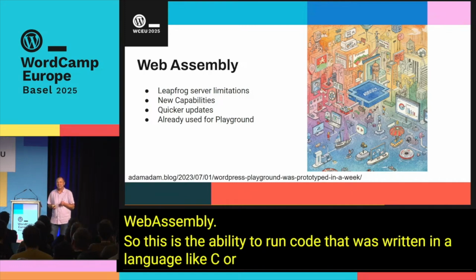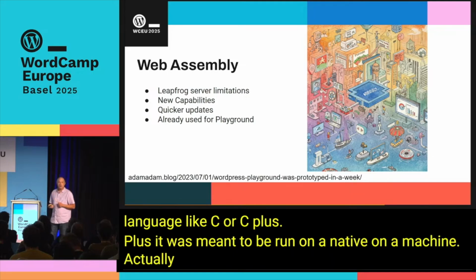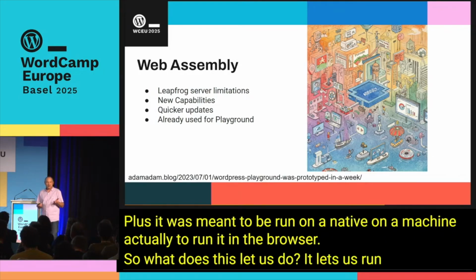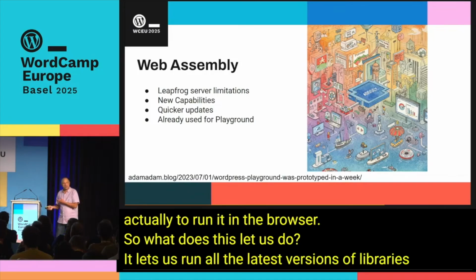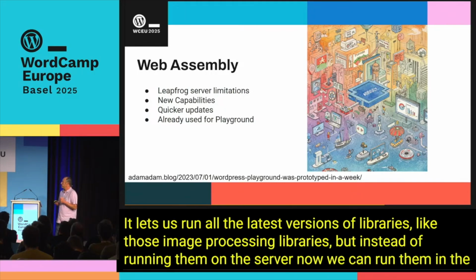WebAssembly. So this is the ability to run code that was written in a language like C or C++ that was meant to be run on a machine, actually to run it in the browser. So what does this let us do? It lets us run all the latest versions of libraries, like those image processing libraries, but instead of running them on the server, now we can run them in the browser.